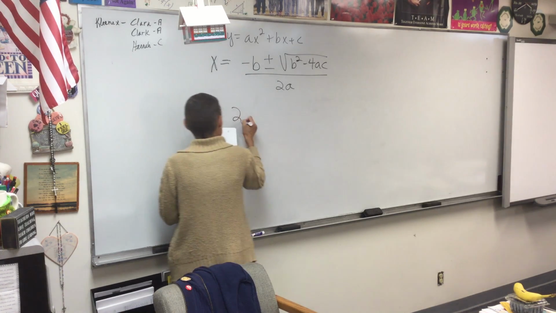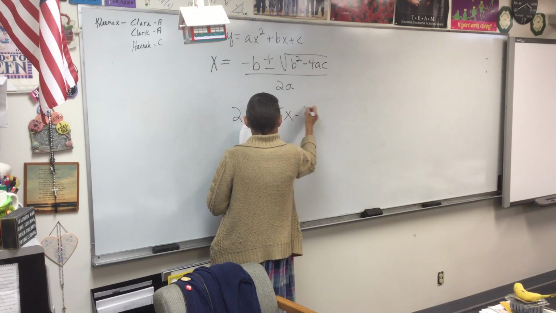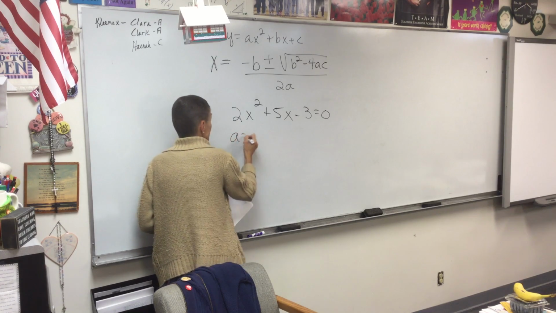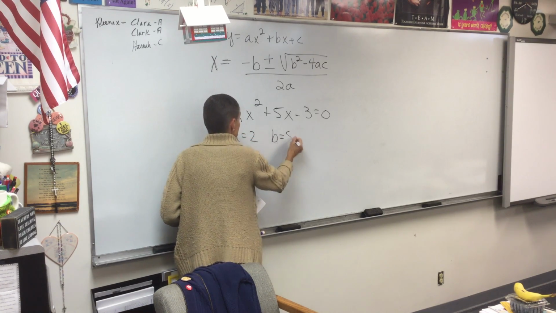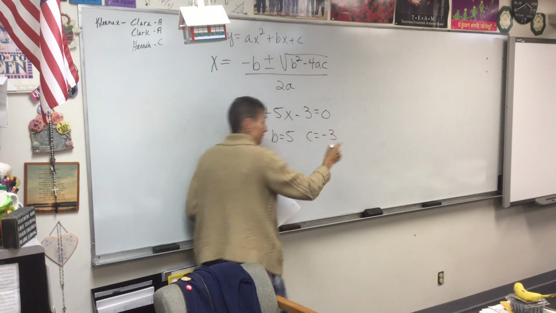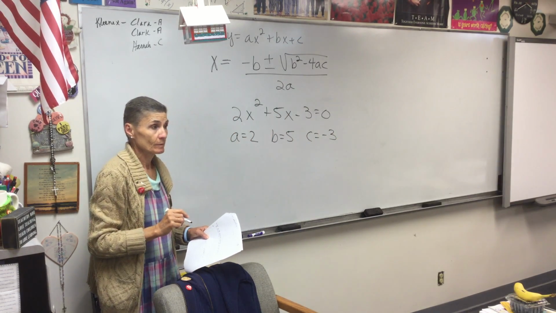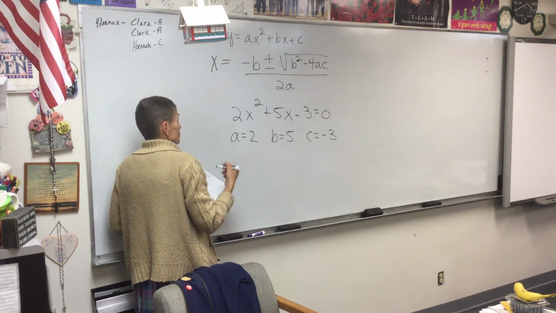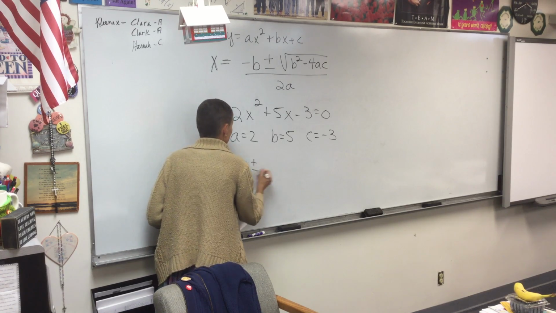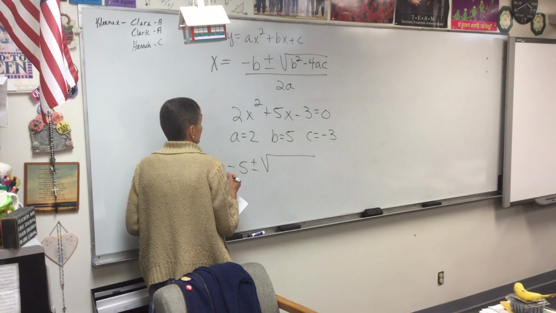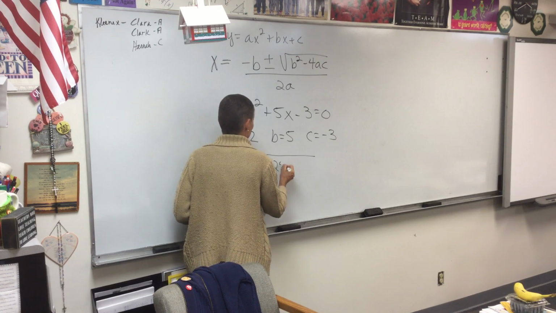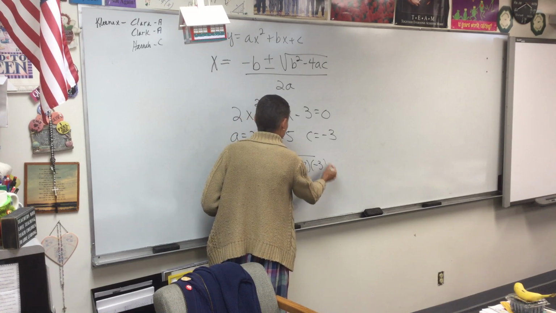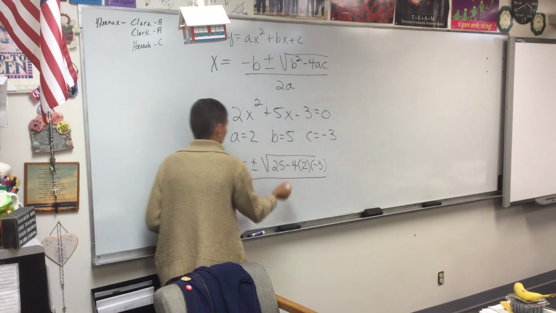For problem B, a is 2, b is 5, and c is -3. Would everybody agree with that? So now we'll just take those numbers and plug them in and see what happens. So here we go. -b plus or minus the square root of b squared, which is 25, minus 4 times 2 times -3, all over 2a.